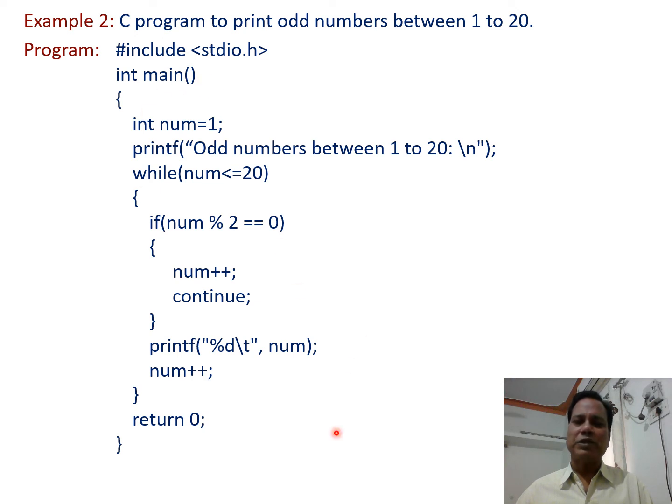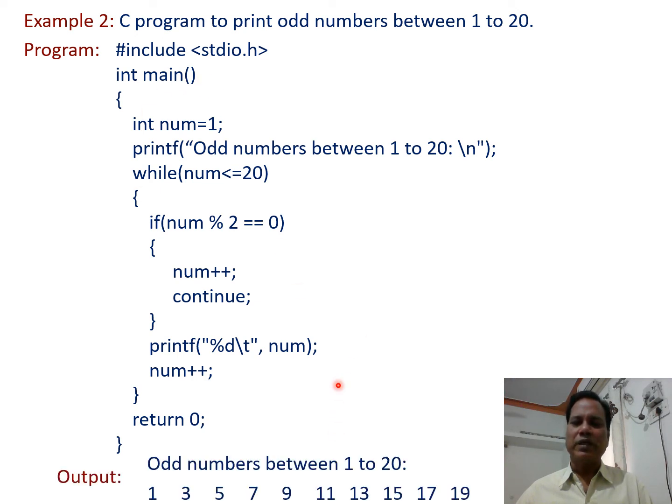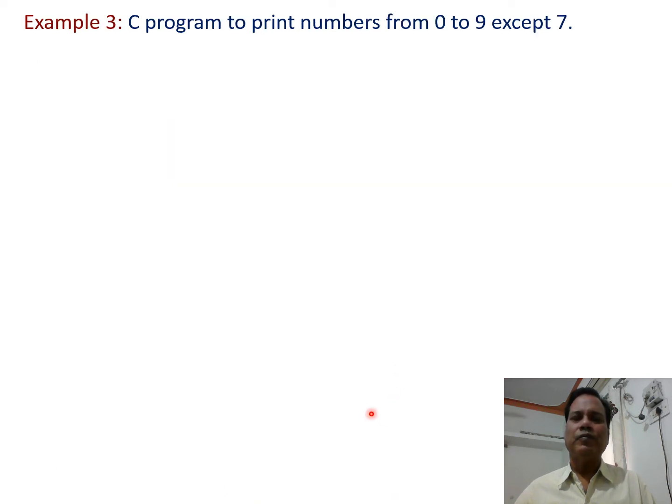So when this program is run, at the output we will see odd numbers between 1 to 20, and these numbers are 1, 3, 5, 7 up to 19. Now in example number 3, we will see the use of the continue statement in a do while loop. So in this program, a C program to print numbers from 0 to 9 except 7. So we have to print numbers from 0 to 9 in which 7 is not present.